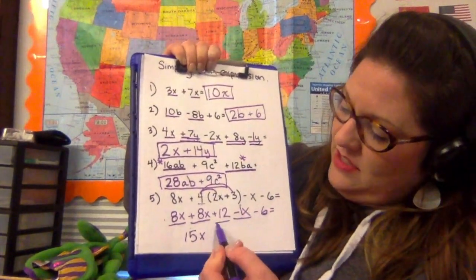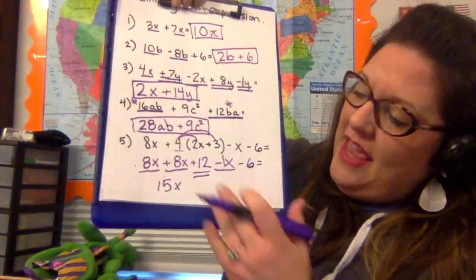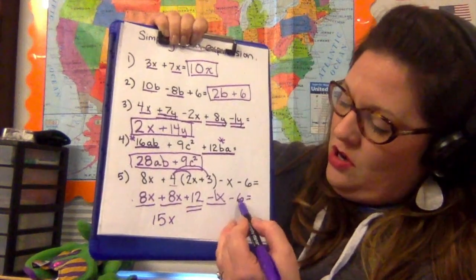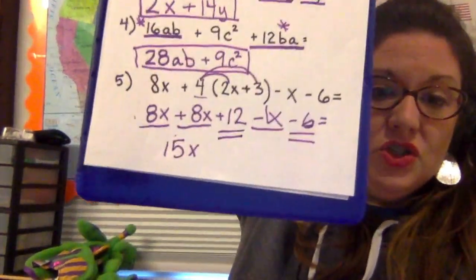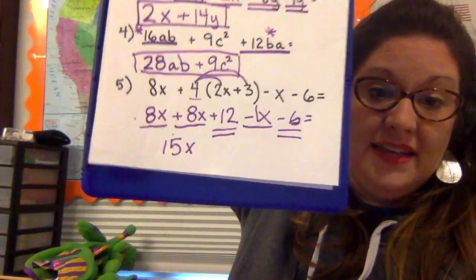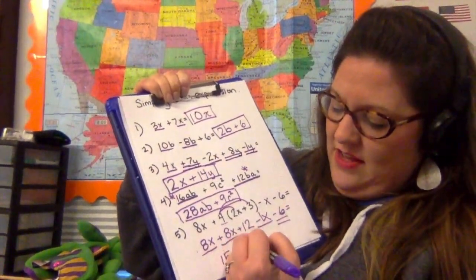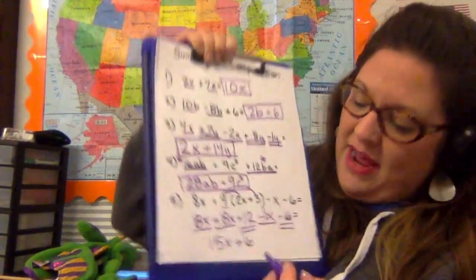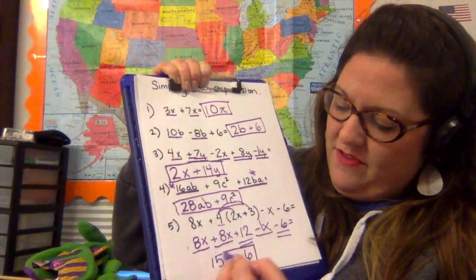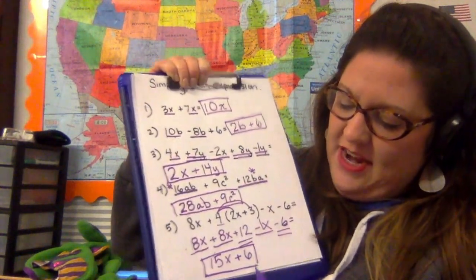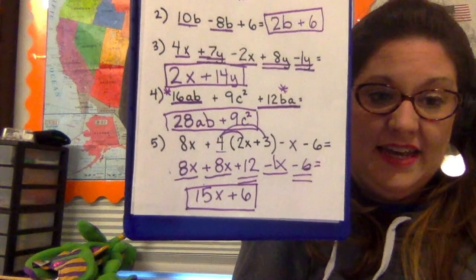Then I've got this constant term 12. It combines with my other constant term, minus 6. 12 minus 6 is positive 6. So my entire expression simplifies to be 15x plus 6.